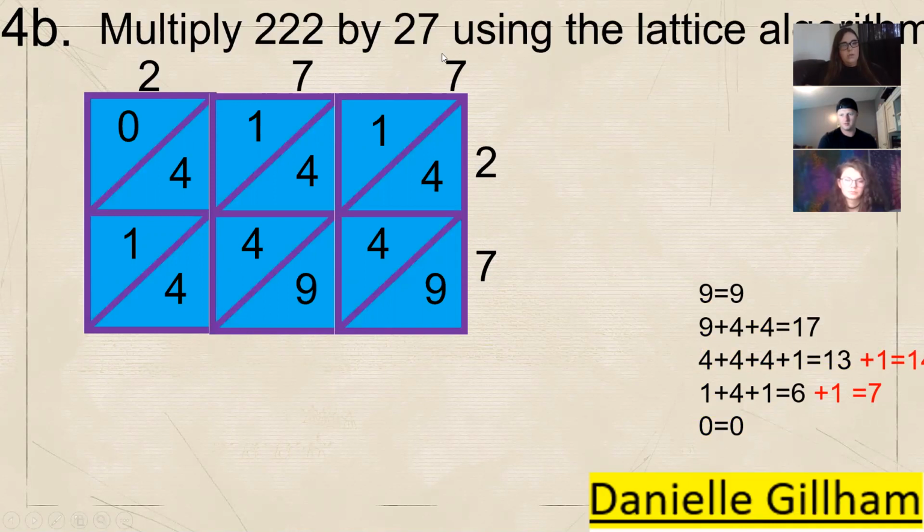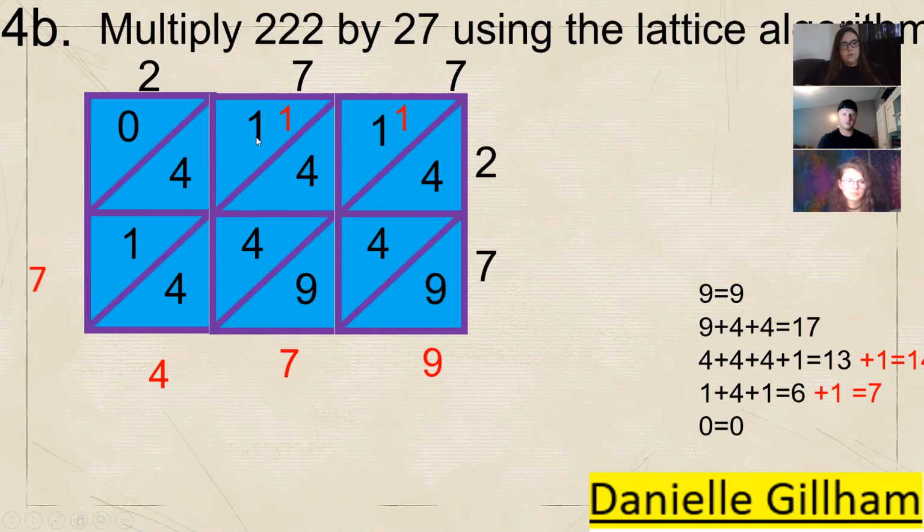And this one's going to be a little different because we're going to have a carryover. Awesome. I like it. So right here, you're going to have 9 equals 9. And then your 9 plus 4 plus 4 equals 17. So that's where we got this 7, and then the carryover 1 over here. And then 4 plus 4 plus 4 plus 1 equals 14. Here's your 4. Carryover 1 will go up to your next diagonal.